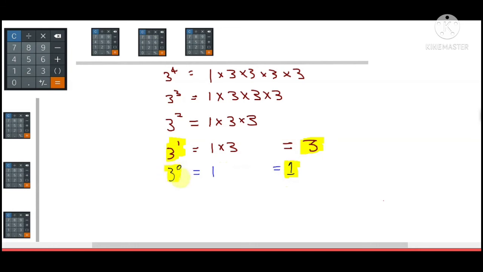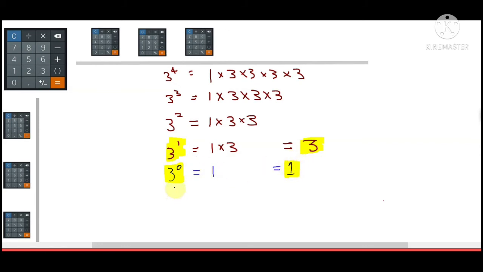The multiplication factor remains in the situation here, and the base is not visible because the power says there should be no base. So only the multiplication factor is there, which is 1.